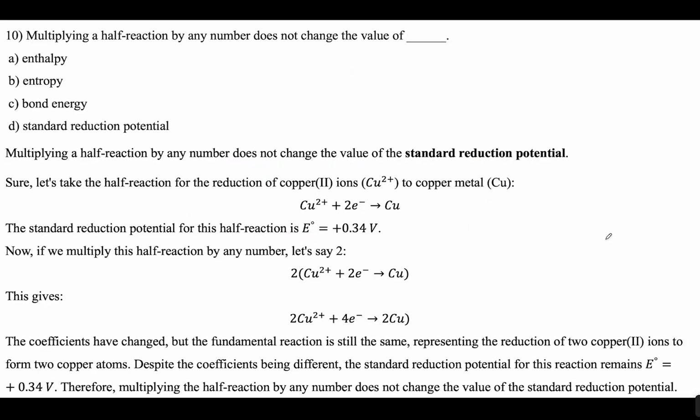Now moving to the next question. Multiplying a half reaction by any number does not change the value of enthalpy, entropy, bond energy, or standard reduction potential. Suppose there is a reaction. Enthalpy is usually calculated by the equation ΔG = -nFE, so the calculation depends on the value of n, whereas entropy is calculated as ΔS = -nFE/T.